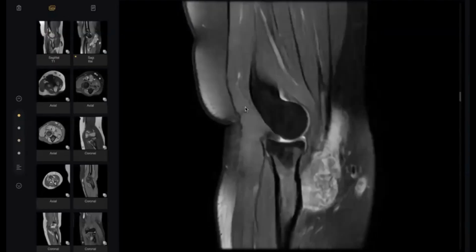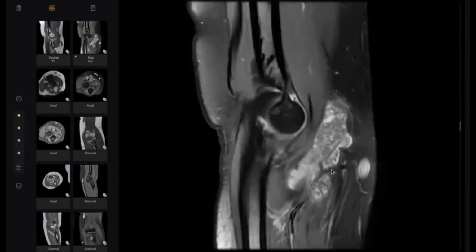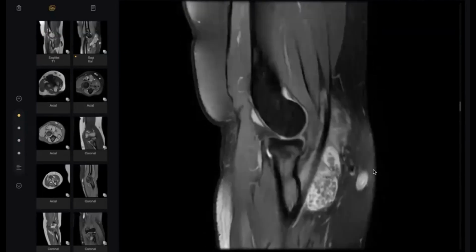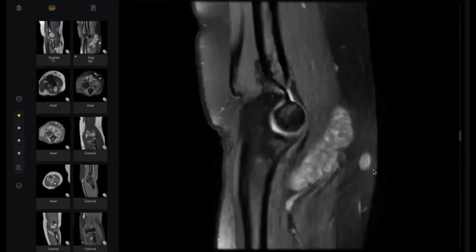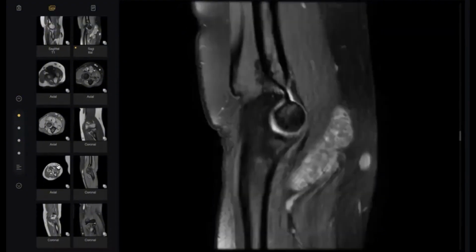How to know to be sure? This is, my colleague, the classic appearance of synovial thickening. This is relatively low signal. Relatively low signal is characteristic of the synovium. Okay, and look here.